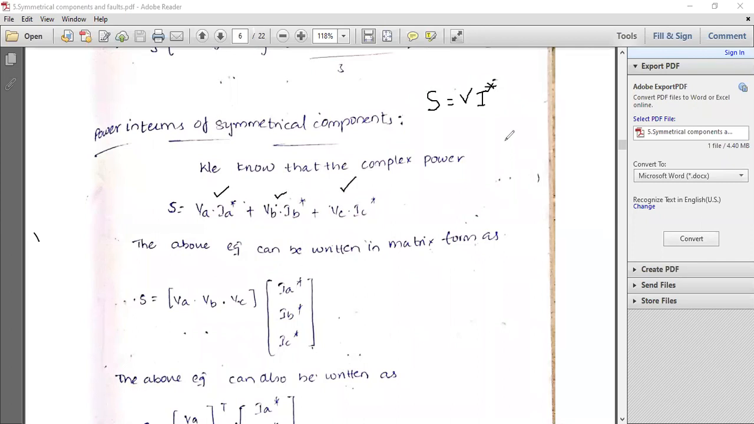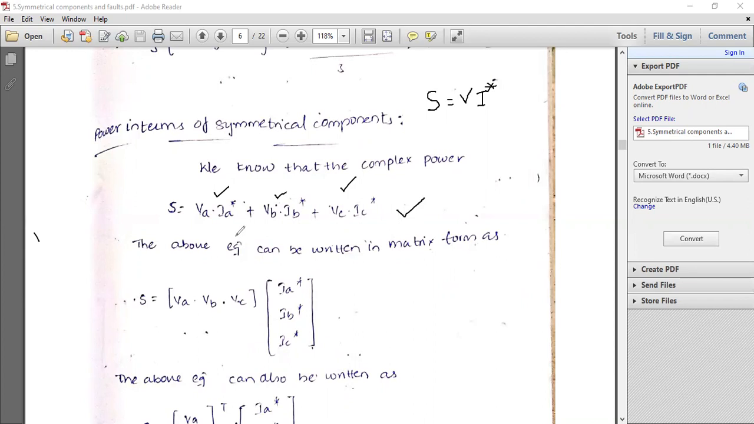But for a three-phase system, you have A, B, C phases. So the voltage on A phase is VA multiplied by IA, VB multiplied by IB, VC multiplied by IC. Likewise, you add all the powers in the three phases to get the total complex power of a three-phase system. So S is equal to VA into IA conjugate plus VB into IB conjugate plus VC into IC conjugate.